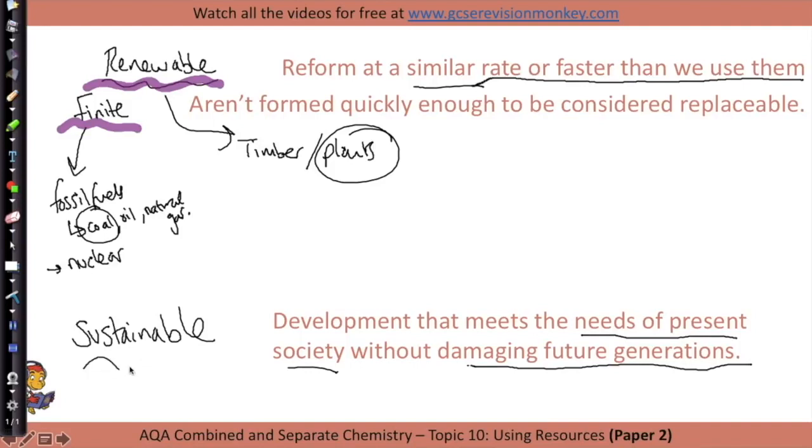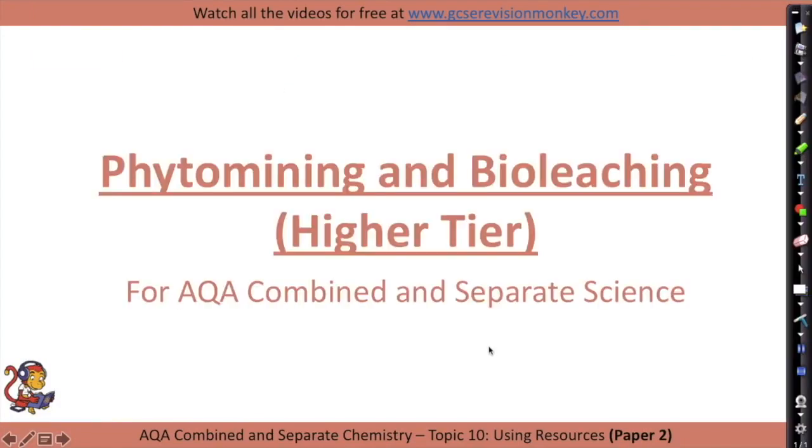The sustainable development is taking that idea of not completely consuming all that we've got now and trying to develop new technologies to make sure that not only the needs of our generation are met, but also those of future generations. This next section is about phytomining and bioleaching and is for higher tier only.